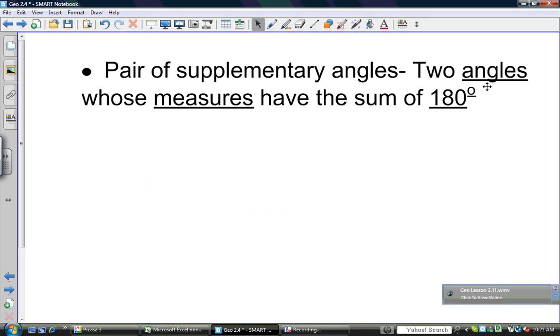A pair of supplementary angles are two angles that add up to 180. So say I have one like this, and say this is 140, and then another one like this, this is 40. These two would be supplementary because they add up to 180.